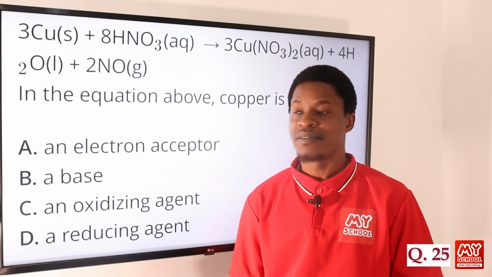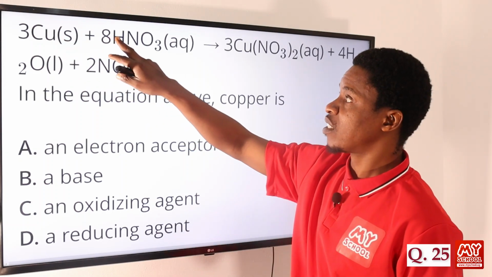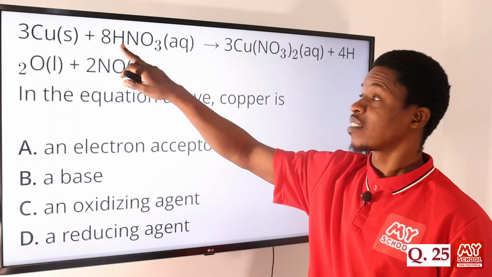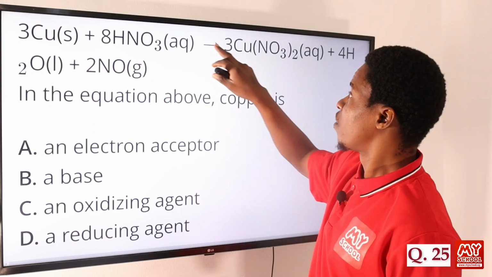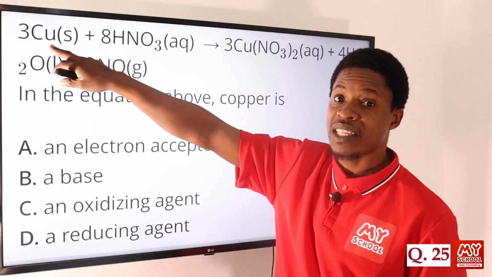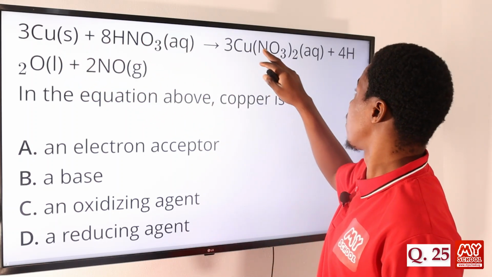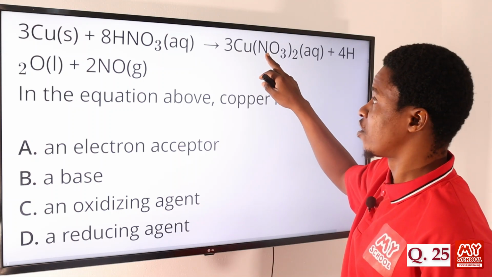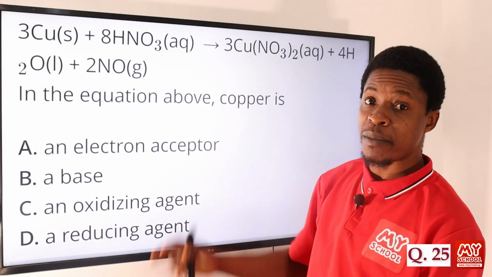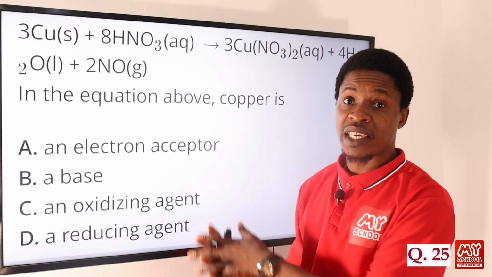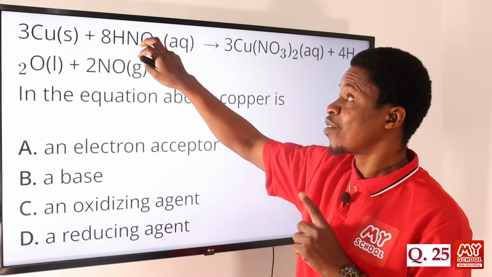Question number 25. Copper metal, because that's solid, reacts with nitric acid, okay? This is an acid with a metal. So once a metal reacts with an acid, we have copper nitrate. Of course, this is an exception. Normally, when an acid reacts with a metal, we should have hydrogen being given off. But in this case, the exception is with nitric acid. That law does not hold with nitric acid.